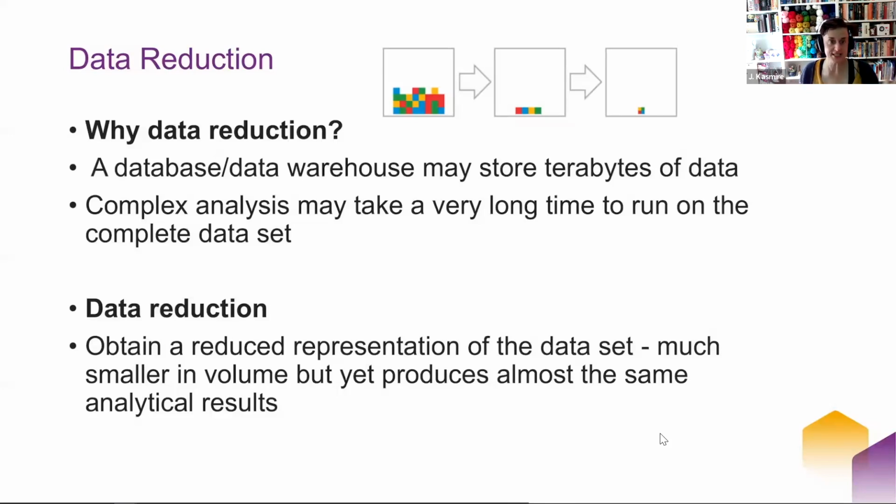So complex analysis takes a very long time and a lot of computer power to run, and it might just not be worth it for some basic analysis. So we want to reduce our data. We want to obtain a reduced representation of the data that is smaller in volume, but still gives us the same analytical results. Well, how do we know that?